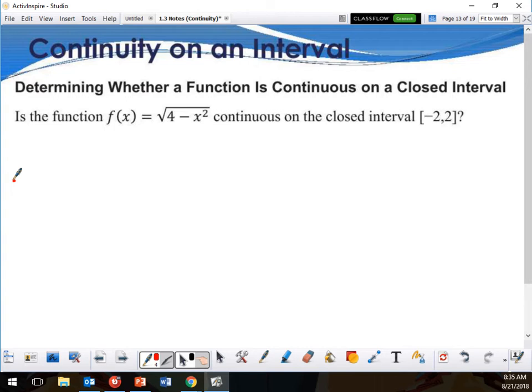I always forget. Anyway, so this thing right here, what's the domain of that? What can I not have there?